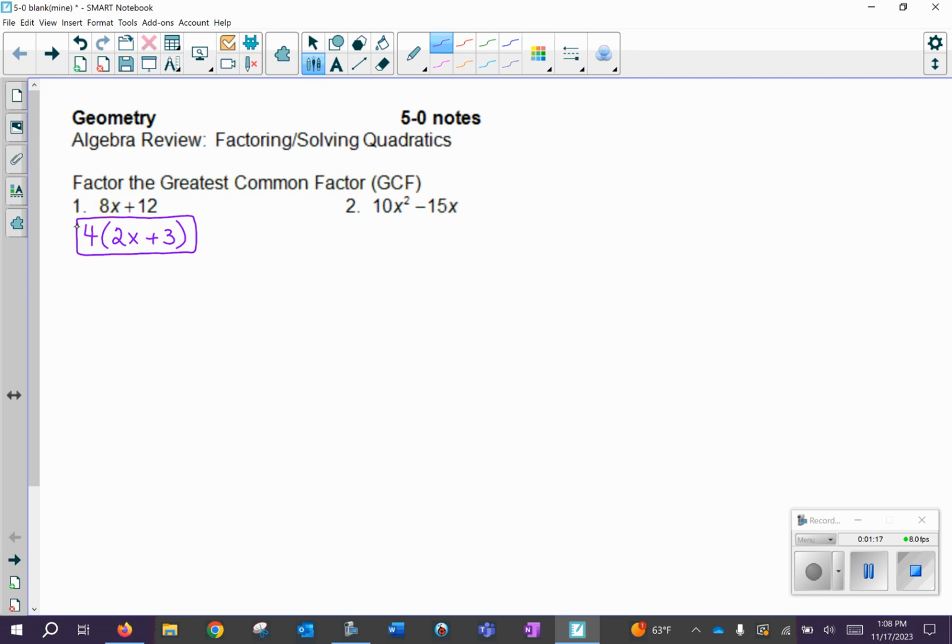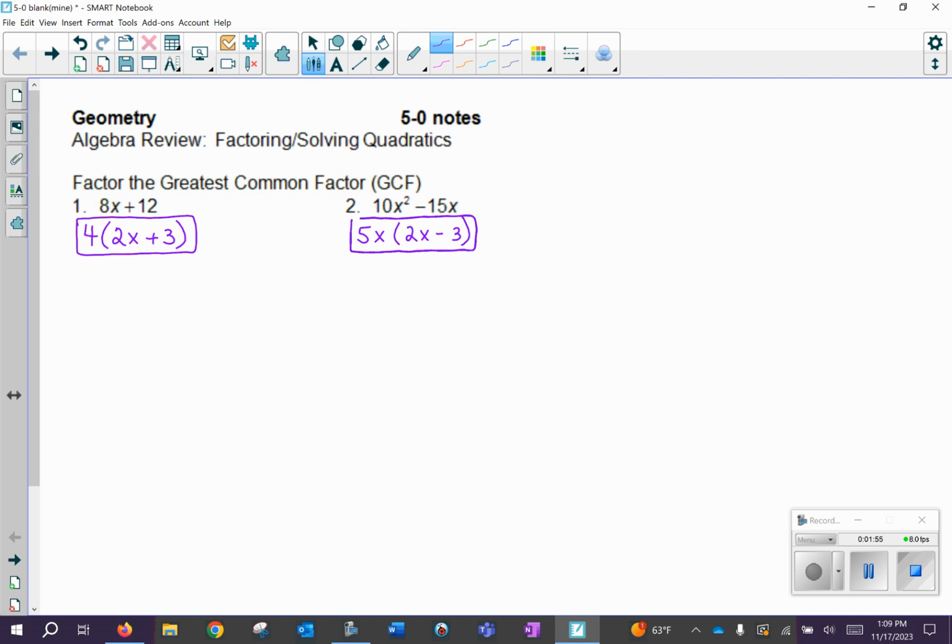In number 2, 10 and 15, they're both divisible by 5. And if I have 2 x's, because x squared really means x times x, and then I have 1x here, the most you could take out of both of those would be 1x. So take out a 5x. This times what will give you 10x squared would be 2x. And this times what would give you negative 15x. So you need to multiply by a negative 3. Notice 2 and 3 inside do not have any common factors anymore. And therefore, you are done.